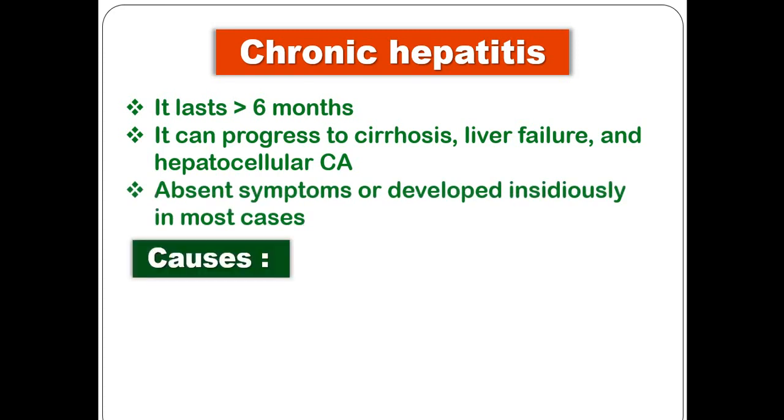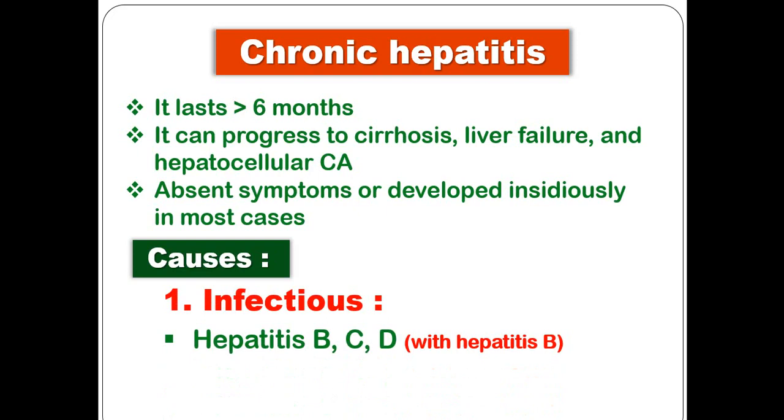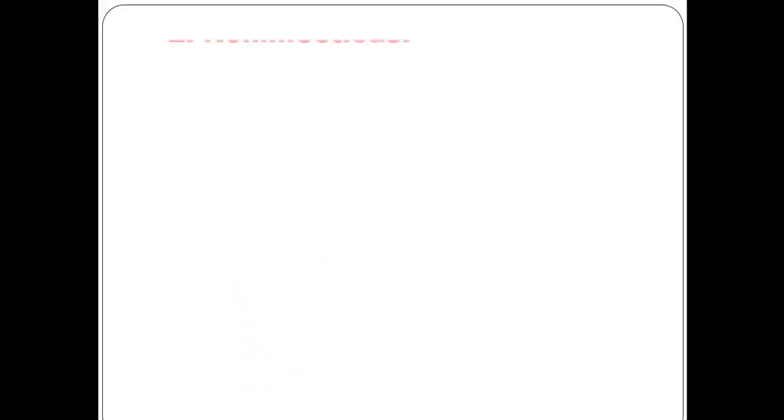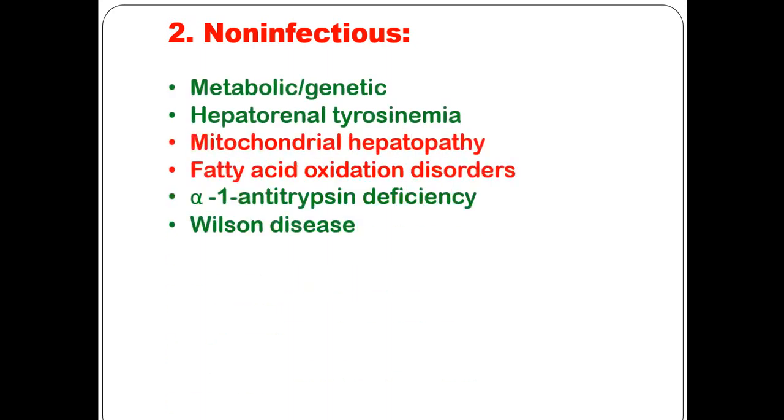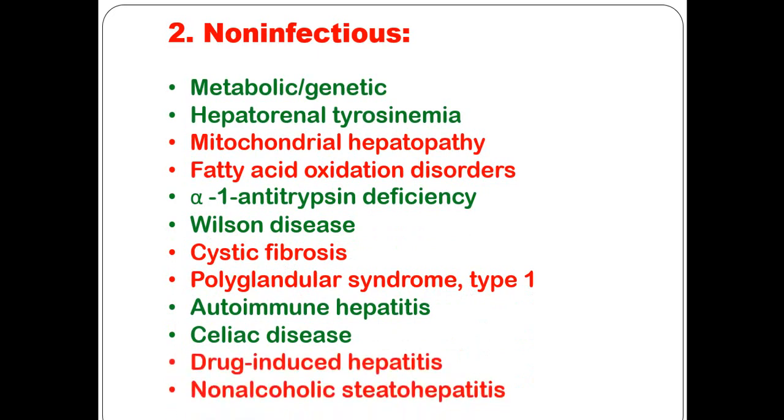And again, the causes of hepatitis follow the classification into infectious and non-infectious. In infectious causes, we put the group of the hepatotropic hepatitis viruses, but we exclude hepatitis A and E. Cytomegalovirus and Epstein-Barr virus are still present as causes of infectious chronic hepatitis. While for the non-infectious causes, the same list applies, and we add to it cystic fibrosis, celiac disease, and non-alcoholic steatohepatitis.